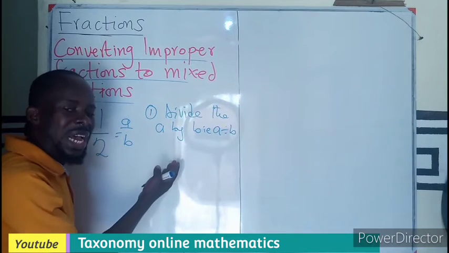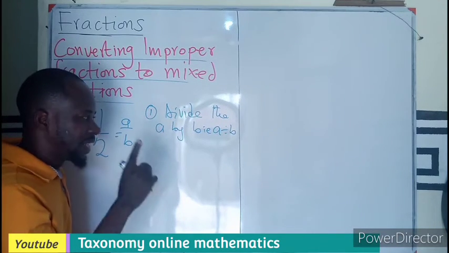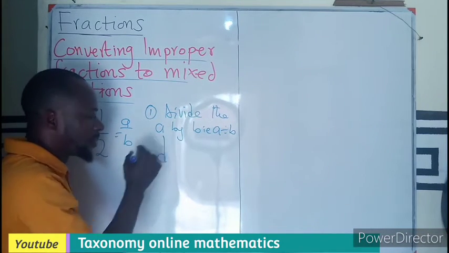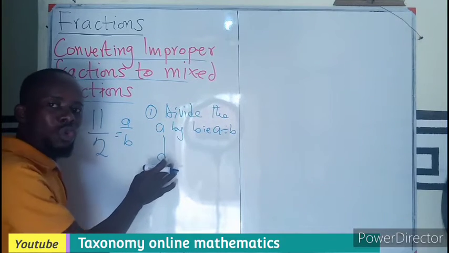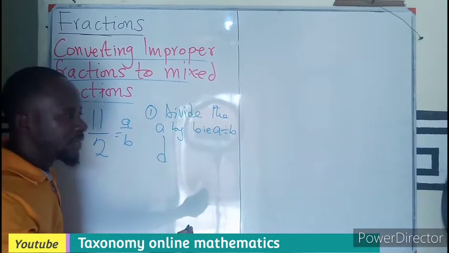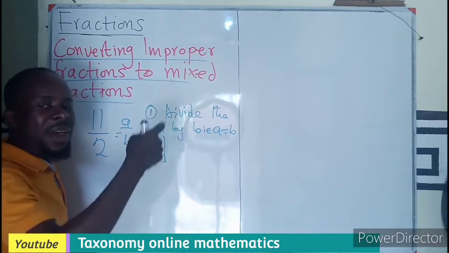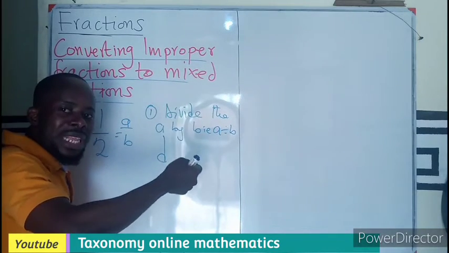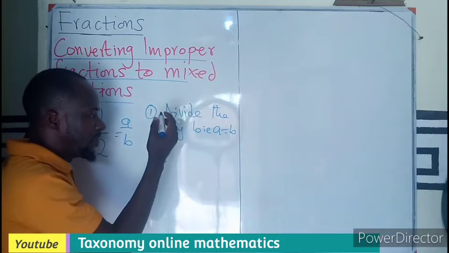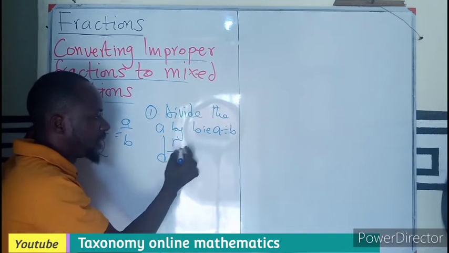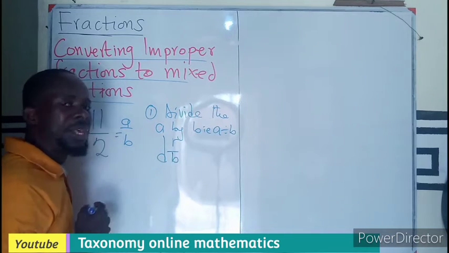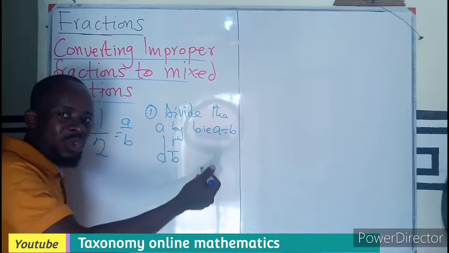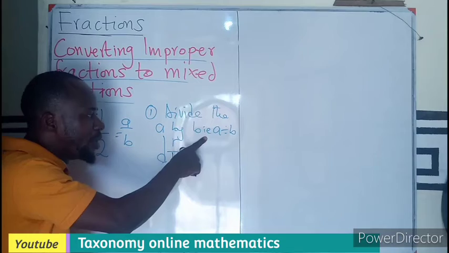If you divide, you are going to get an answer. Whatever answer you get, you write it down. So if I divide A by B and I get D, then I am going to use the remainder of the division. Since it is improper, there will always be a remainder. Now, that remainder is going to be the numerator of my next fraction. So, if the remainder is R, it will be R divided by the same denominator B. So, D stands for the whole number part, which is actually the division of the numerator by the denominator.